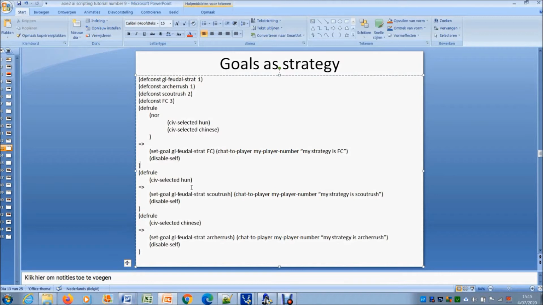If we are the Huns, we want the goal to be set to scout rush. My strategy is a scout rush, disable self. If we are the Chinese, we want the goal to be set to an archer rush. Chat to player, my player number, my strategy is archer rush, disable self. Now I have immediately used the constants declaration to make it a lot clearer.